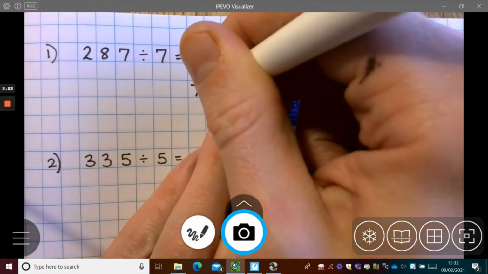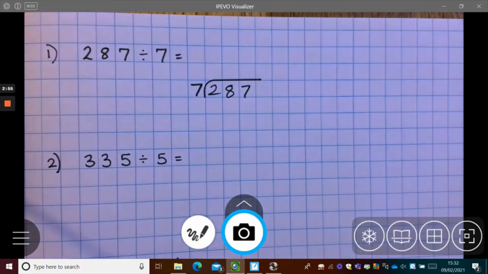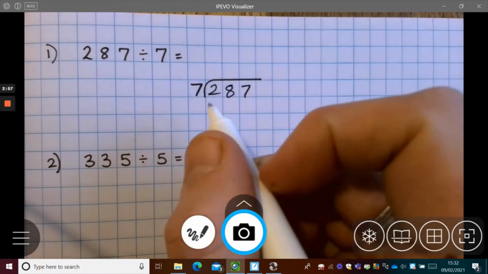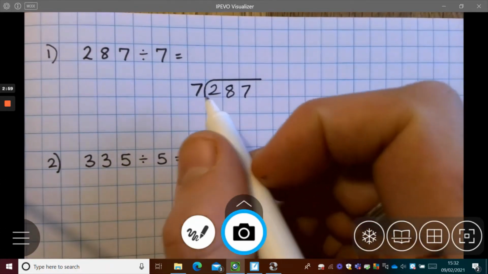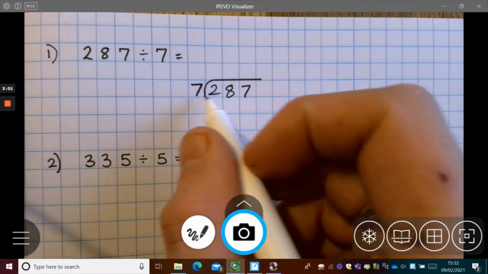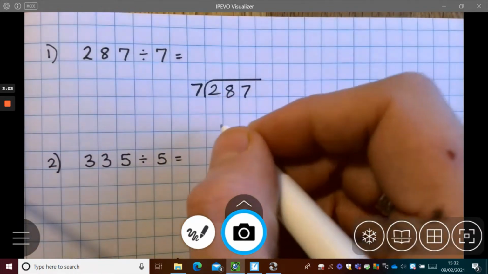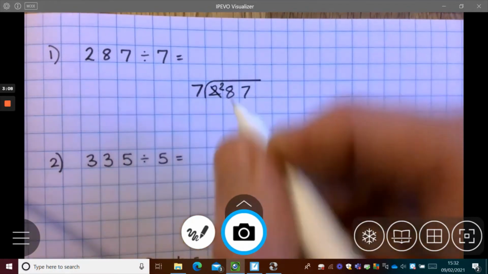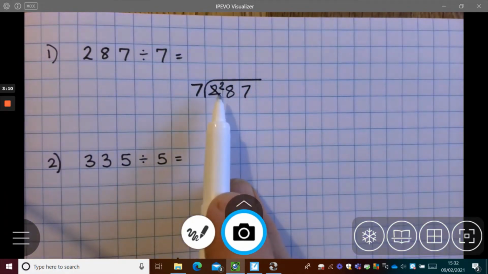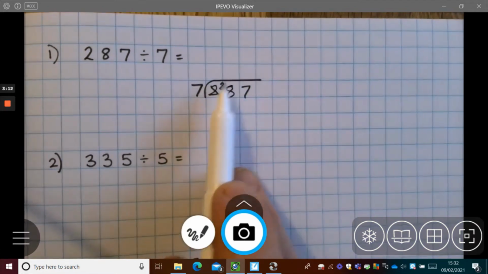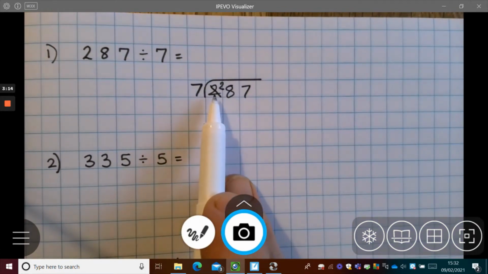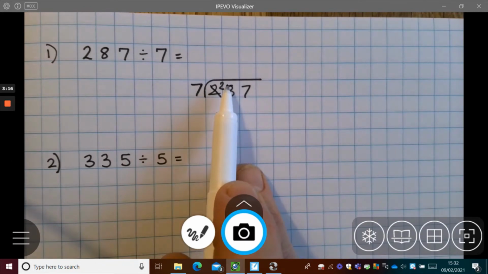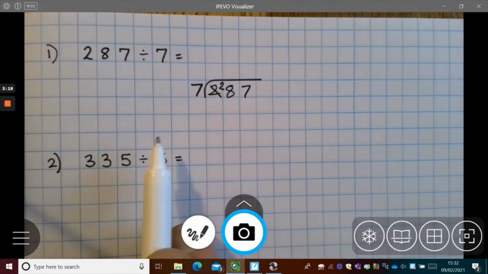Again, I've not got my ruler, so I'm just using what I've got. 7's into 2. Okay, so I can't do that. I can't find a 7 in 2. So what am I going to do? I'm going to bring that 2 across to here, so that I've created 28. I couldn't make a 7 out of 2, so I brought the 2 into the next column to make 28.